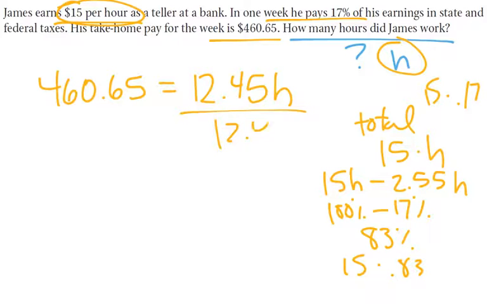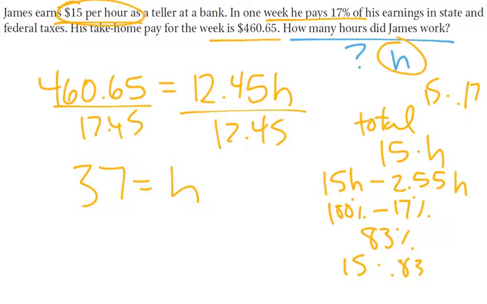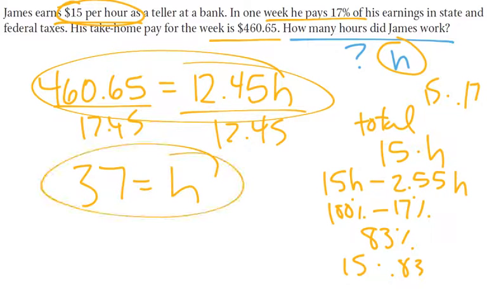Then to solve, just divide by 12.45. So I go 460.65 minus 12.45. Oops, divided, not minused. Big mistake there. And we get 37 hours is how much he works. Those percents can be kind of tricky, but they're not as bad as you think they are.